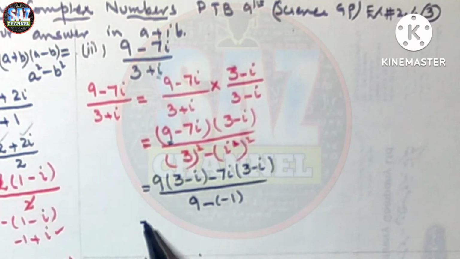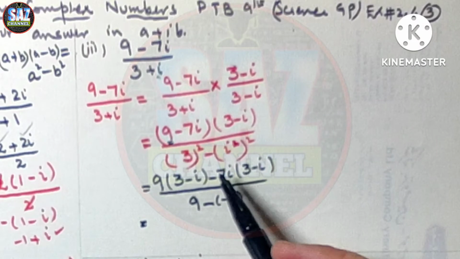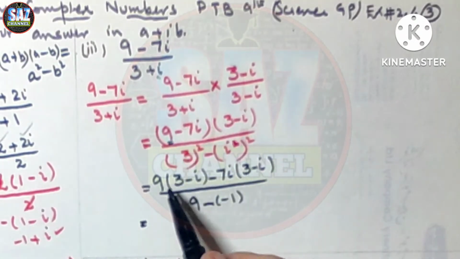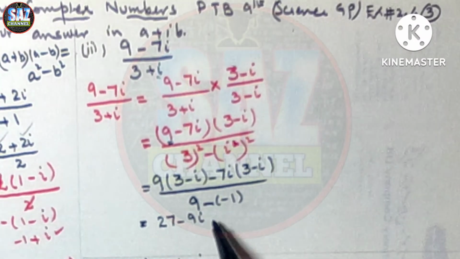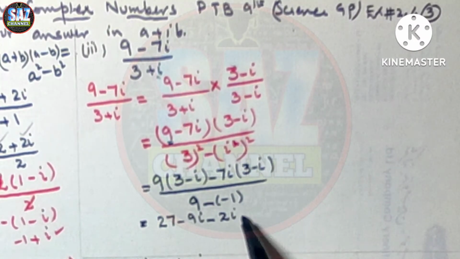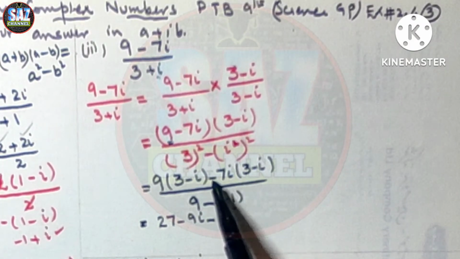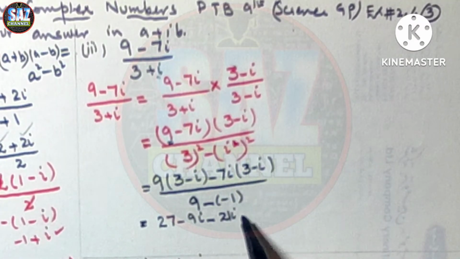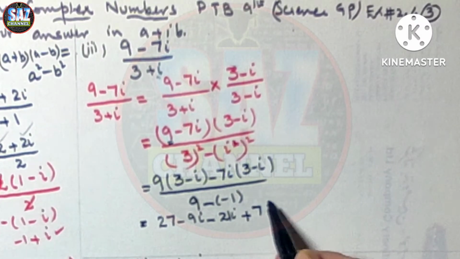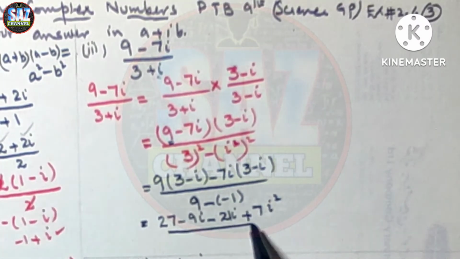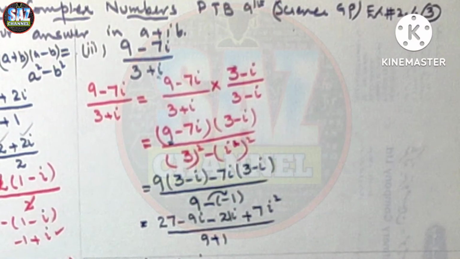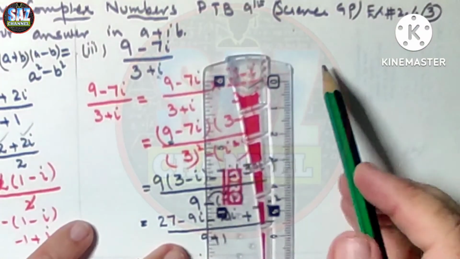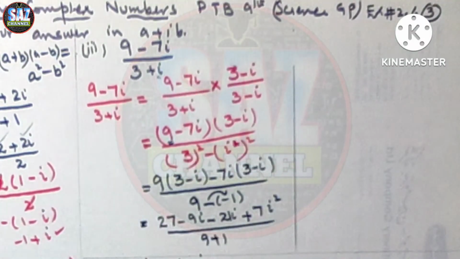Okay. Now, again what we are going to do is that 9 times 3 is 27 minus 9 iota, 7 times 3 is 21 iota, 21 iota minus multiplied by minus will become positive in the beginning, and 7 iota square upon minus multiplied by minus will become positive 9 plus 1. Okay, let me draw the line so that I can continue my working at the top.